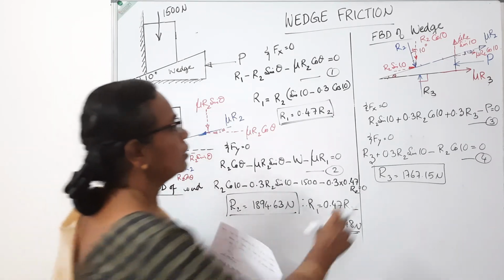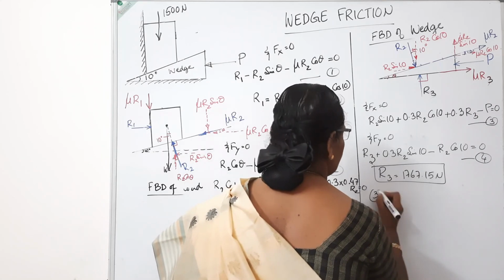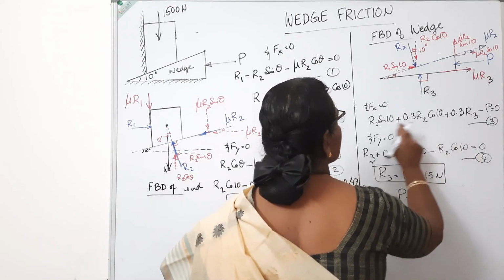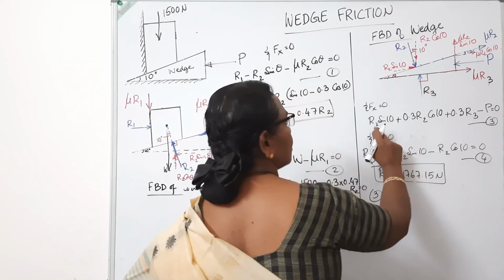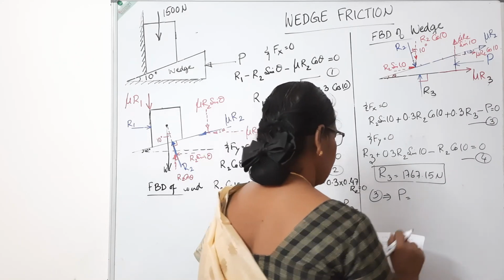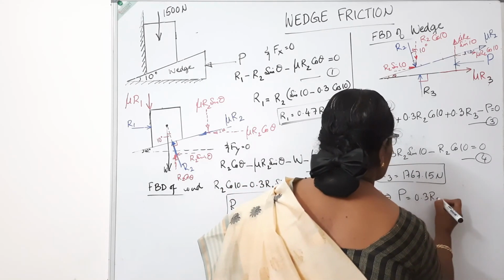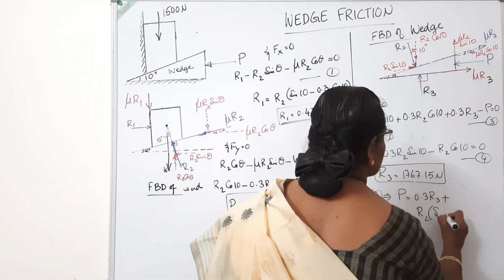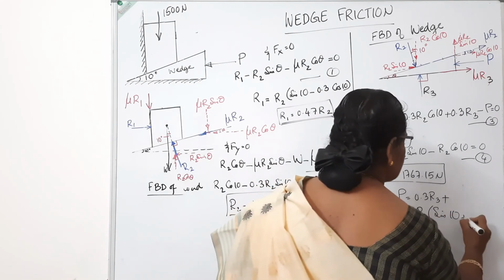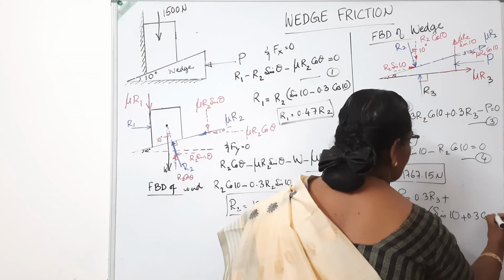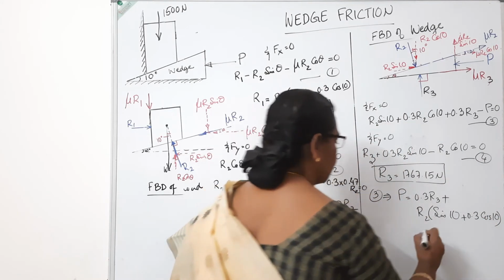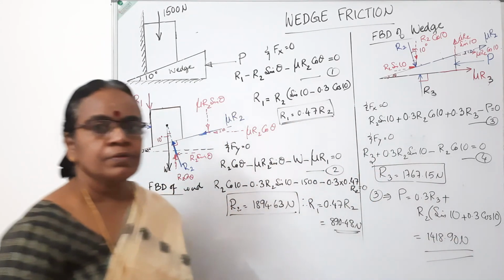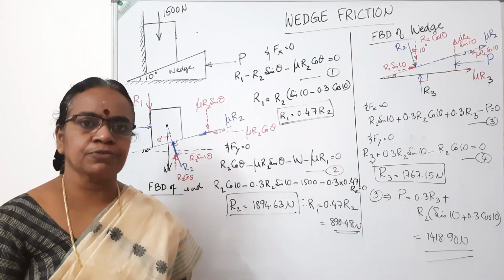Now how to get P? Consider equation 3. We get P equals 0.3 R3 plus R2 into sin 10 plus 0.3 cos 10. Now R3 is available, R2 is available, so you can substitute for P. It will work out to 1418.9 Newton. So you have to be a little bit careful while resolving the forces, that's all.